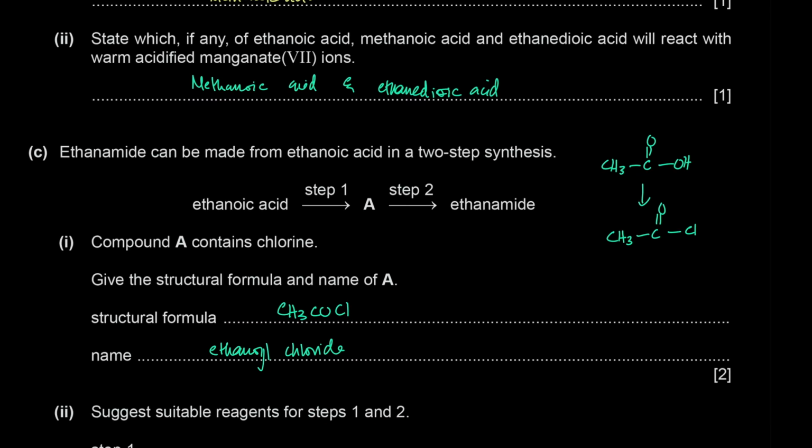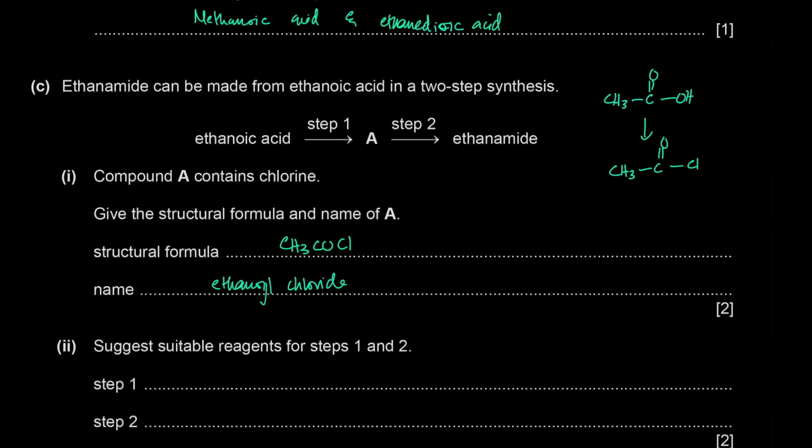All right, moving on. Suggest suitable reagents for step 1 and 2. For step 1, if you want to convert ethanoic acid to an acyl chloride, we can just use PCl5, or you can use SOCl2. If you want to convert the acyl chloride into ethanamide, you're forming C double bond O NH2. So you're reacting this with ammonia. A condensation reaction takes place where HCl is removed, and you form an amide linkage between this carbon and this nitrogen. So you're going to need ammonia for the second reaction.